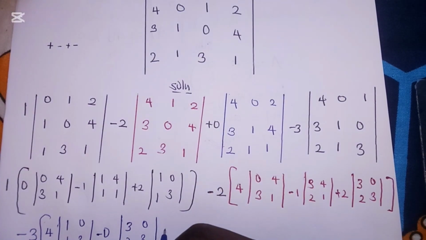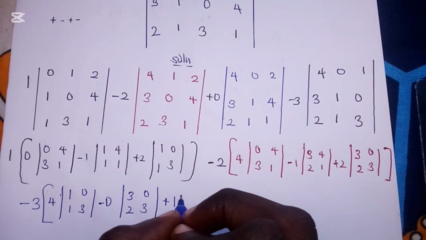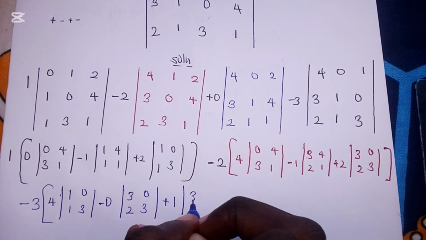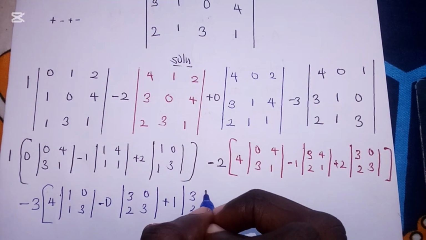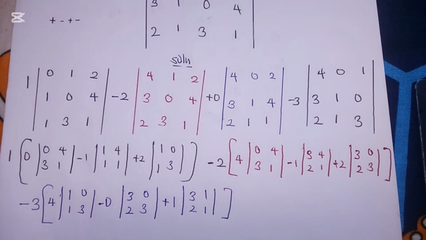Then we have plus 1. Taking plus 1. Now what will remain? It is 3, 2, 1, 1. Okay. Close your giant bracket. Now it continues.